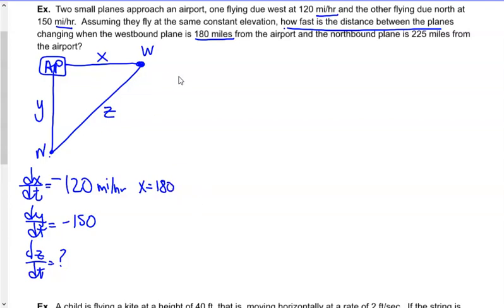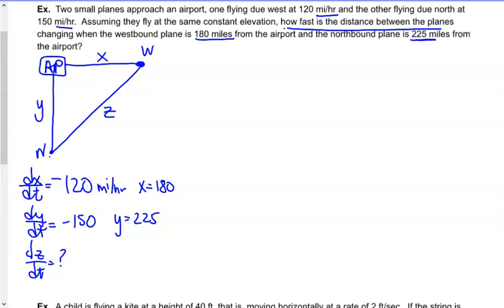And when the northbound plane is 225 miles, so when this distance is 225, therefore our y is 225, okay? So that is all step 1, drawing your picture and figuring out what is known and what is unknown. Now, step 2 says that we must find that equation that relates our variables.